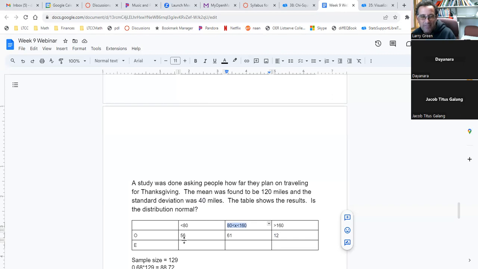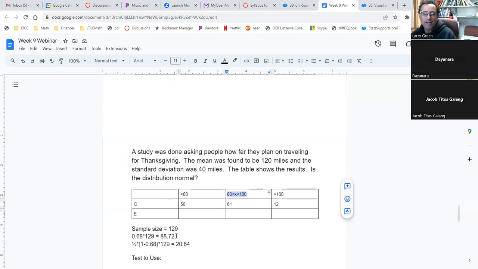Now, if you take 56 plus 61 plus 12, you get 129. So the sample size is 129. If I want to see my expected number of people between 80 and 160, I take 0.68, the 68%, multiply it by 129, and I get 88.72. Any questions on that?